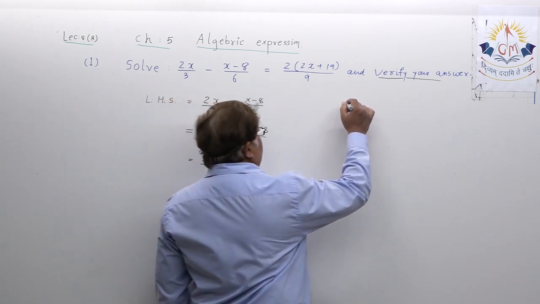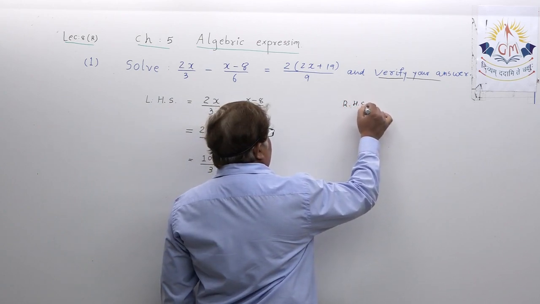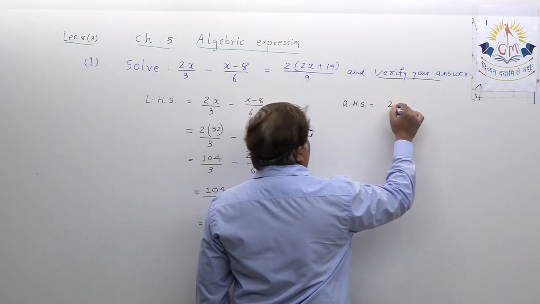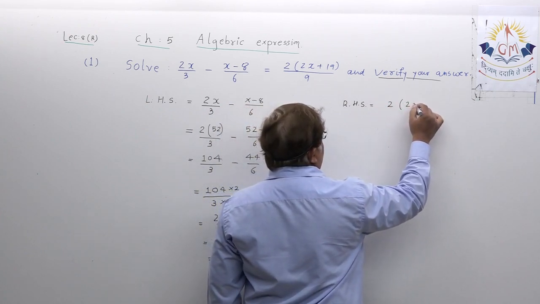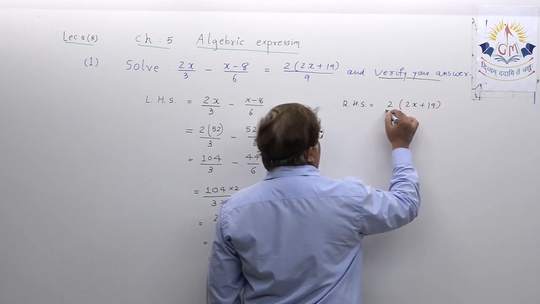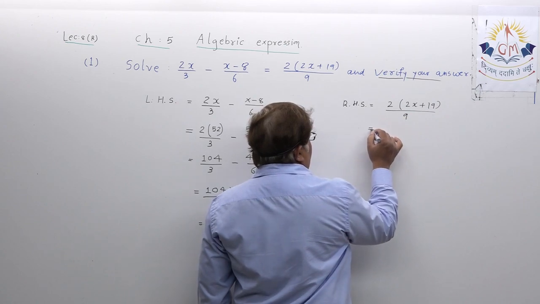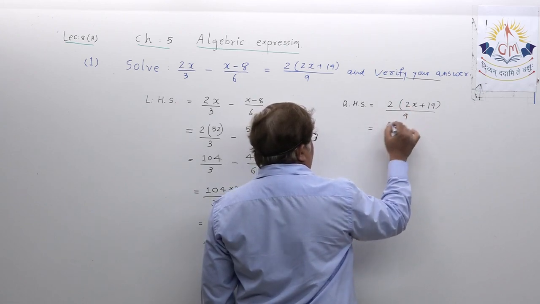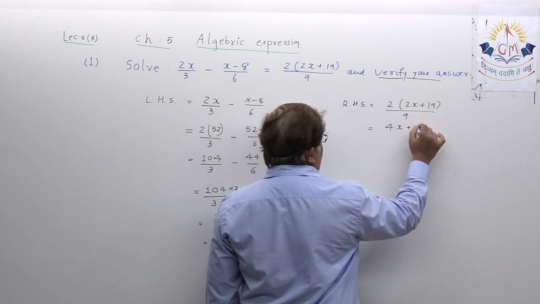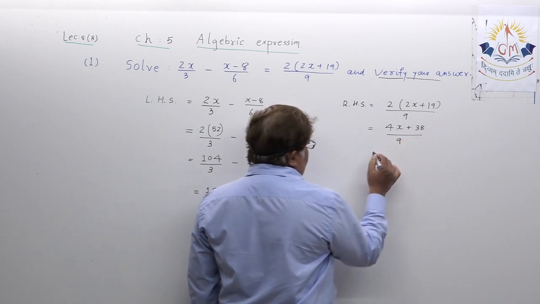Now let us go for RHS. What is RHS? 2 into (2x plus 19) upon 9. First open the bracket: 4x plus 38 upon 9. Okay.